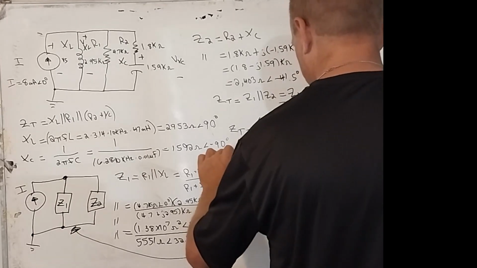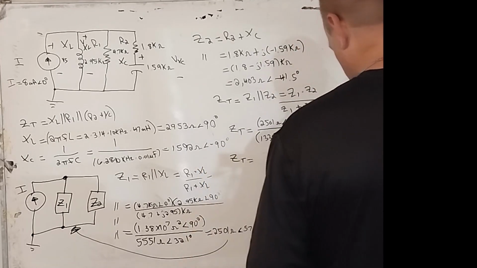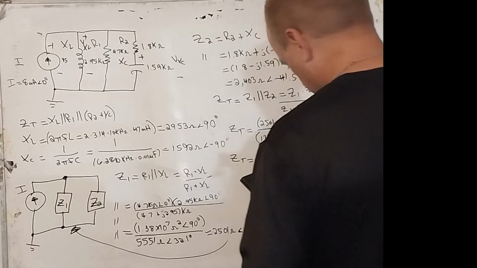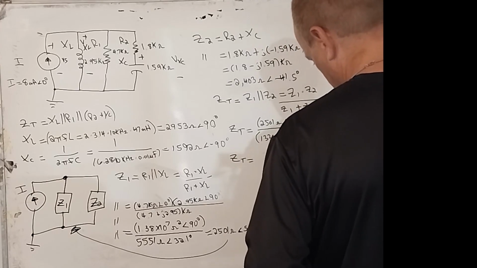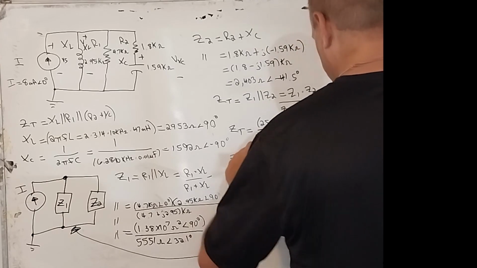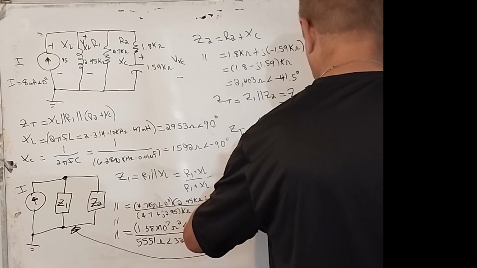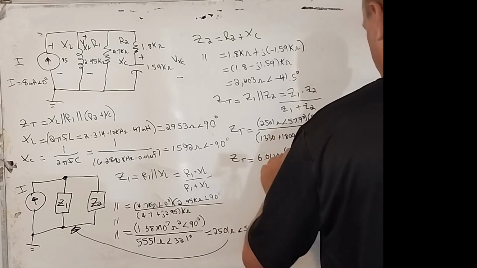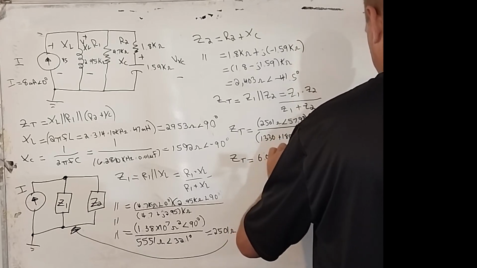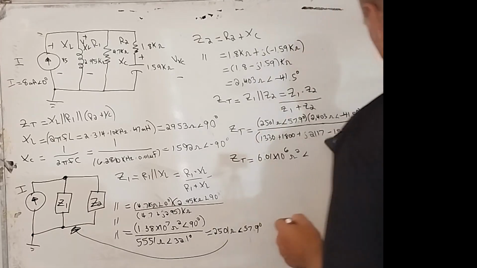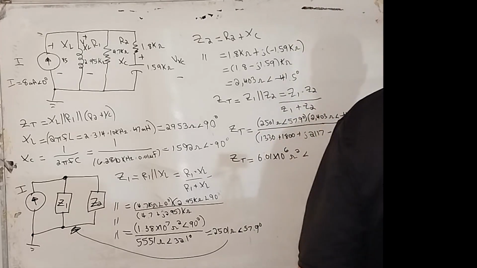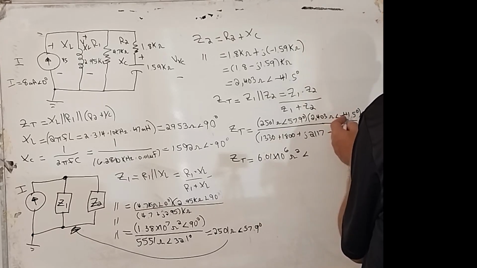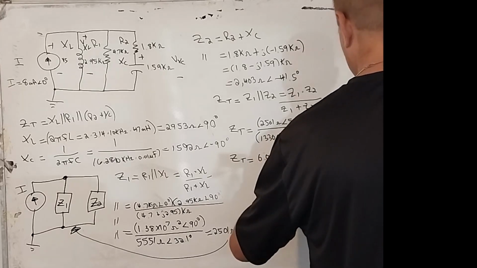So if we do this, we get Z sub t is equal to, let's see, 2501 times 2403. That's 6.01 times 10 to the 6th ohms squared at an angle of 57.9 plus a negative 41.5. Well, we're only 16.4 away.